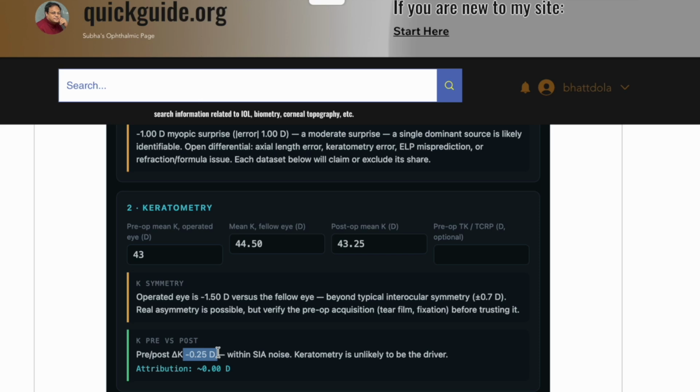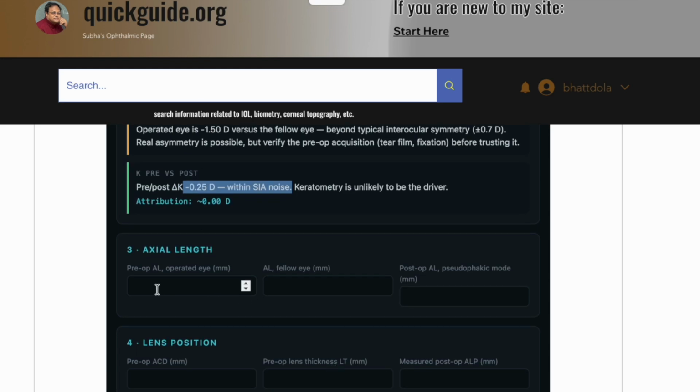and on the myopic side. So this could be within the noise, and this may not have really contributed to a large -1 diopter of surprise. That's what it's saying. Now, preoperative axial length. What is your preoperative axial length?